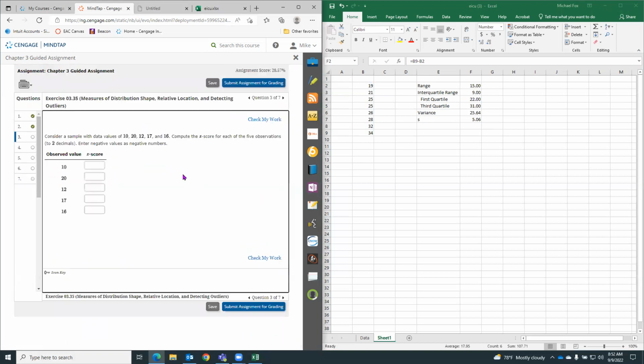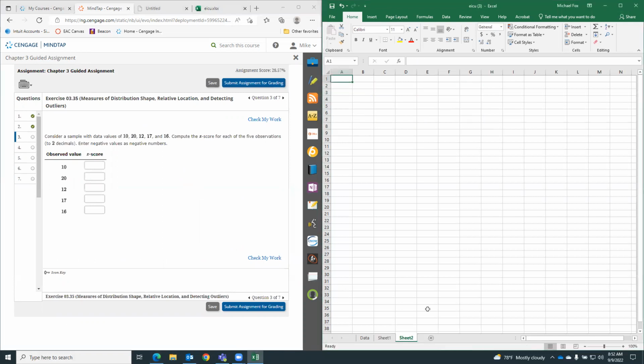All right, let's take a look at number 3. So this one wants us to find our Z-score. For this, again, it's a small data set. I'm going to just create a new sheet and hand input the data set 10, 20, 12, 17, 16. So the Z-score is just telling us, we'll actually have to find the mean. And the Z-score tells us how many standard deviations above or below the mean a given data point is.